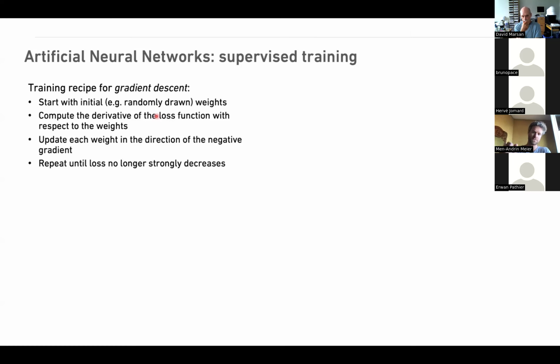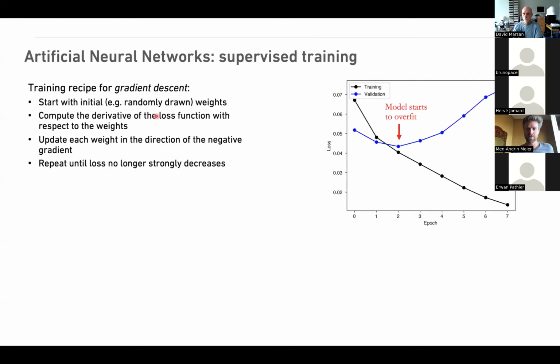We compute the loss function, then we compute the loss function derivative with respect to all the weights. We update each weight a bit in the direction of the negative gradient, so that next time we compute a lower loss, and we can just do this until the loss no longer strongly decreases. Then we have to start worrying about overfitting. If we do this on any particular data set, by construction this loss will always go down, because we just find out in which direction the loss function will be reduced.